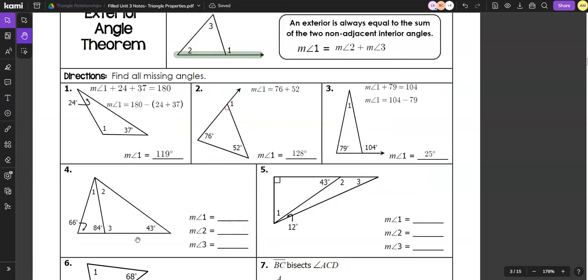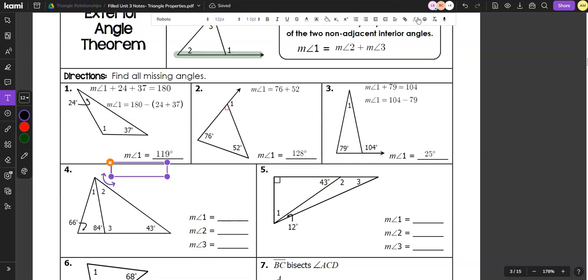All right, we're going to look at number 4 here. 4 looks a little bit more complicated, but I promise it's not. We already have enough information to get angle number 1 and angle number 3. Okay? And that's because we are given these two interior angles, the 84 and 66. So that's how we would find angle 1. Or if we took 180 and subtract 84, that would give us angle 3. So even without knowing the exterior angle theorem for this one, you would be able to solve simply because you know that interior angles of a triangle add up to 180.